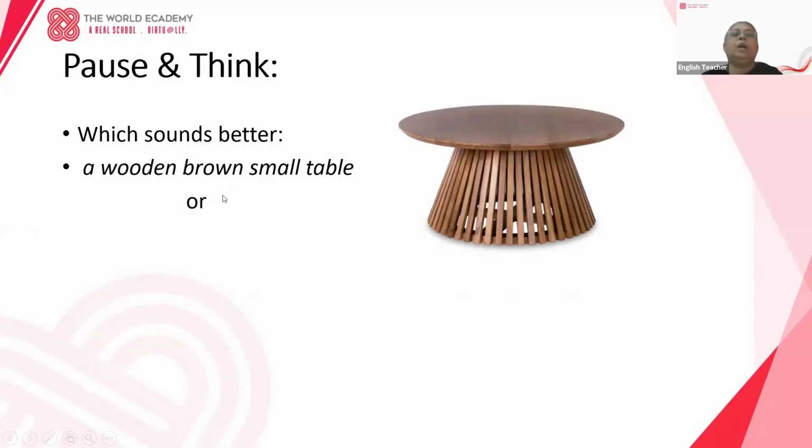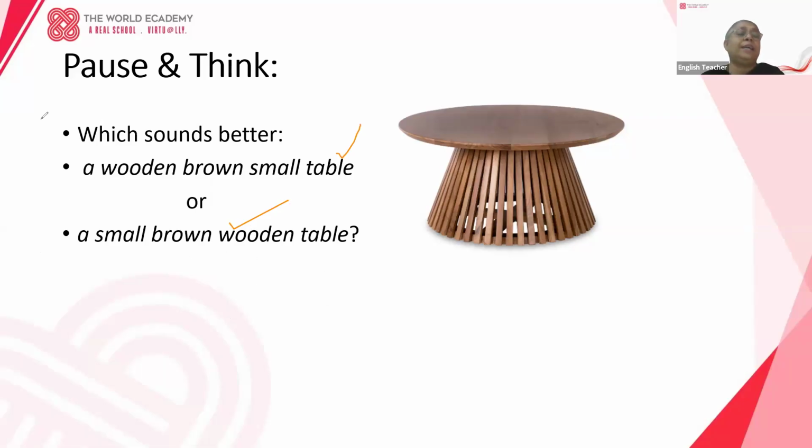See the sequence, okay? A wooden, it's the material, brown is the color, and small is the size. A wooden brown small table, or will you say a small brown wooden table? What sounds much better? Think. So, what do you feel? Is this the correct sound better, or is this grammatically correct? You're right. A small brown wooden table.